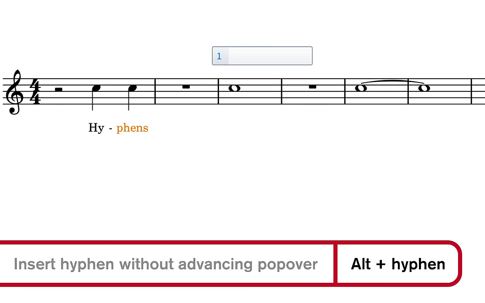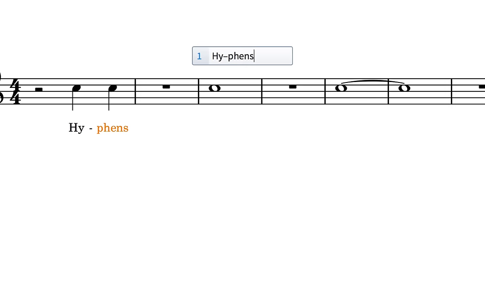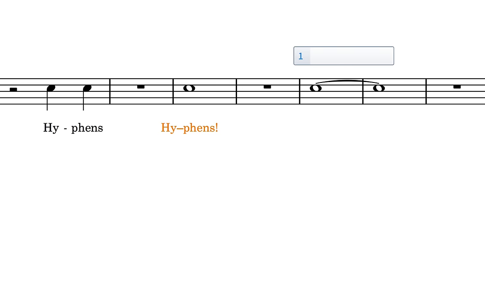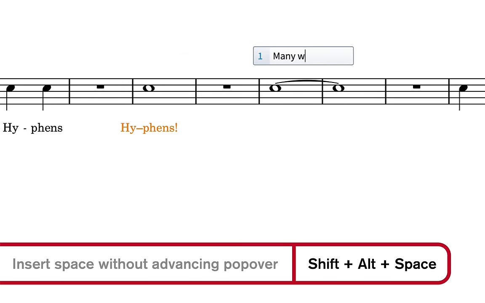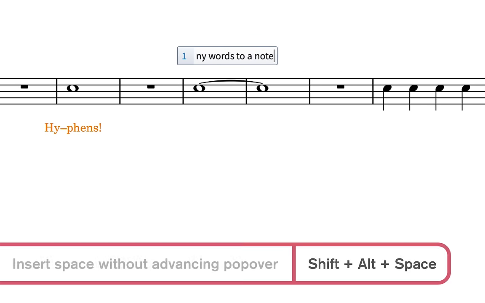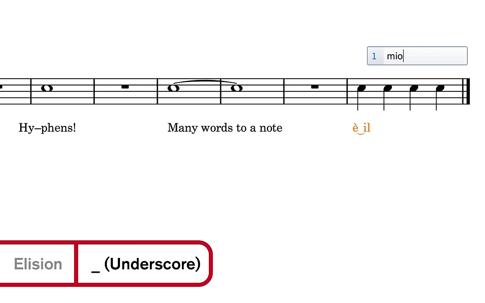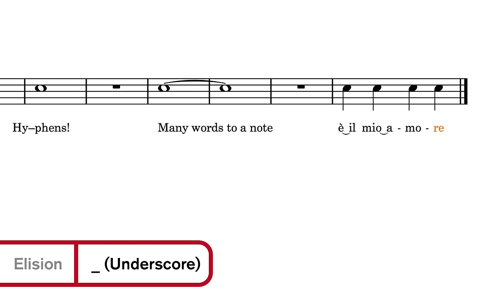If you hold down Alt when typing a hyphen, you will prevent the popover from advancing to the next note. And if you hold down Shift and Alt while pressing space, then you can type additional words under the same note. Typing an underscore in the lyrics popover creates an elision.